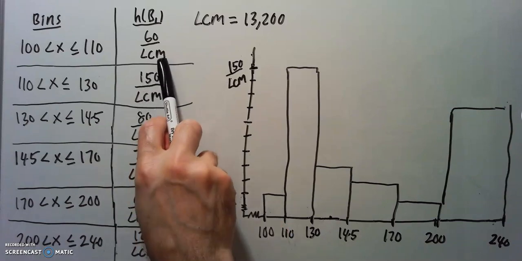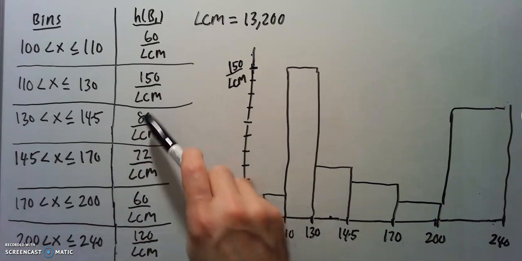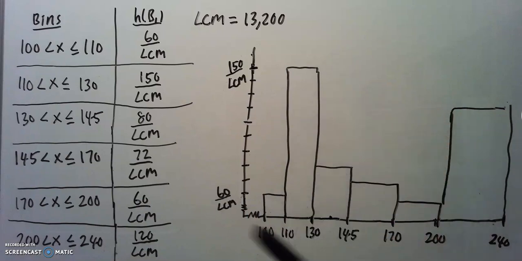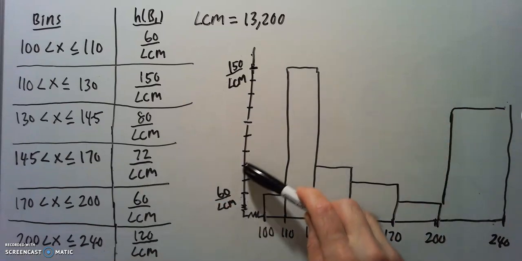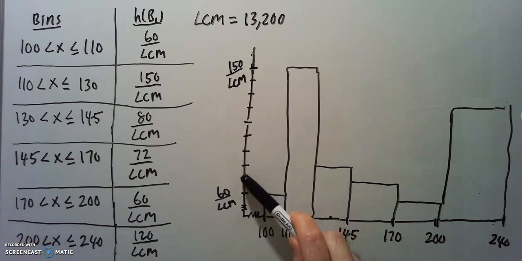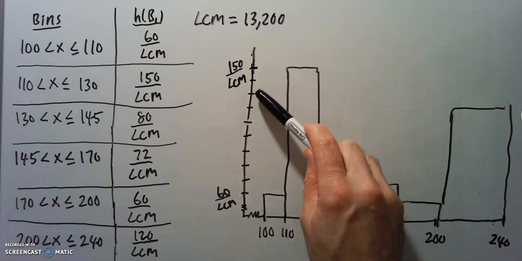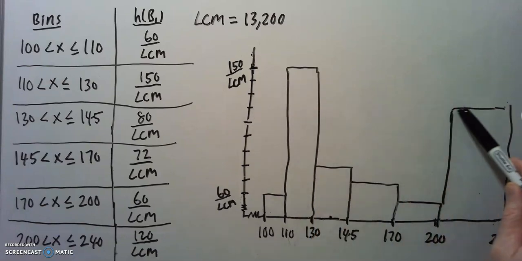So therefore the first one's 60. So from 100 to 110 it'll be 60 over LCM. That'll be 150. So that's how I got that one. That'll be 80. So it'll be 60, 70, 80. So here, 80. Then it'll be 72. Well, that's 60, that's 70. That's 80, so it's about there, 72. Then 60 here. Then 120. So that's 150, 140, 130, 120 would be about there. That's how I got this. Okay, so now let's keep going.